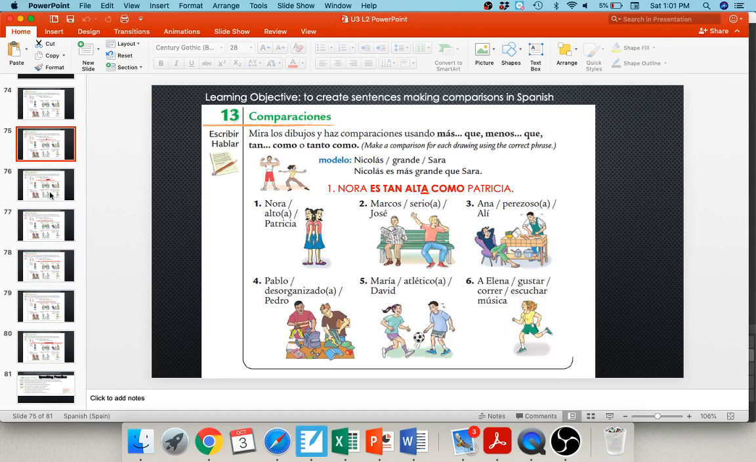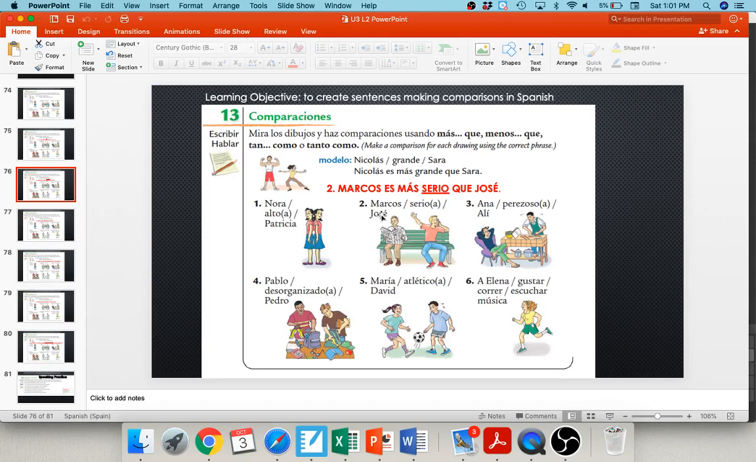Let's do another one. Number 2 tells us we're talking about Marcos and Jose, and it gives us the adjective serio. So in this case, Marcos is on the left, Jose is on the right. Between the two of them, Marcos appears to be the more serious one. He's reading the paper. Jose is just hanging out there talking on his phone. So it looks like we're saying Marcos is more serious than Jose. We should say that Marcos es más serio que Jose. We're using serio, which is masculine singular, in order to agree with Marcos, one male.